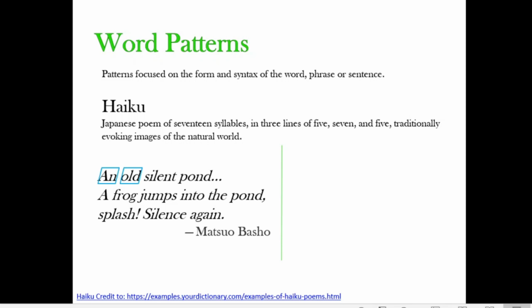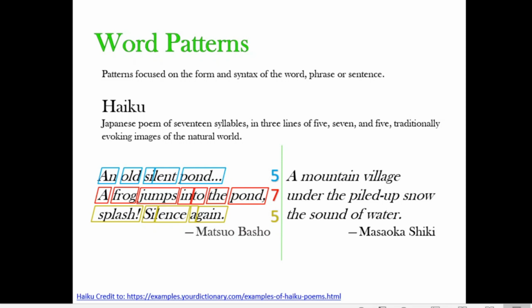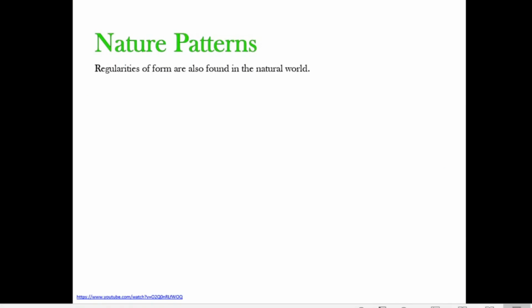An old silent pond. That's 5 syllables for you. A frog jumps into the pond. That's 7. Splash. Silence again. That's 5. So it's really a 5-7-5 poem. Here's another example. A mountain village. That's 5. Under the piled up snow. That's 7. The sound of water. Again, 5. 5-7-5.